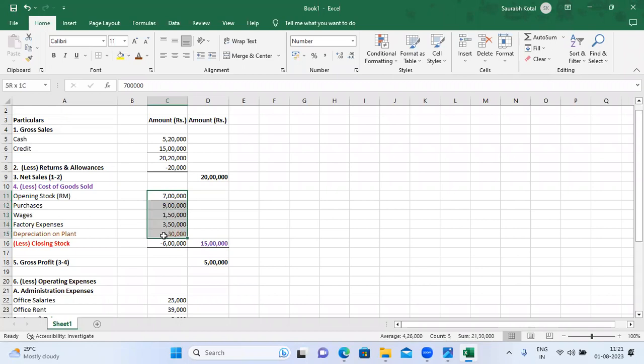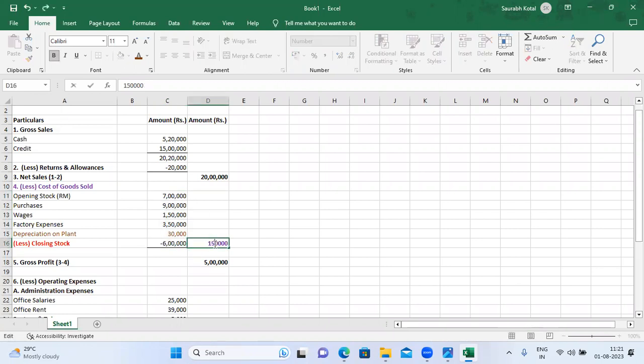Now it will change the amount. Now your amount will become 5,30,000. The cost of goods sold would be 5,30,000. I hope you understood how I got 5,30,000. Now we have to reduce this 5,30,000 from 20 lakh, which will give us 4,70,000.